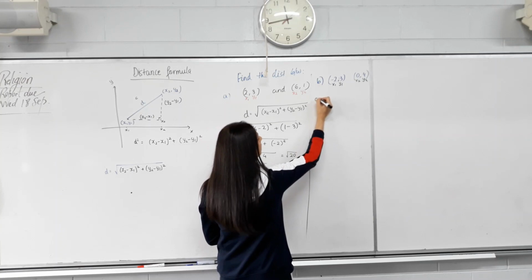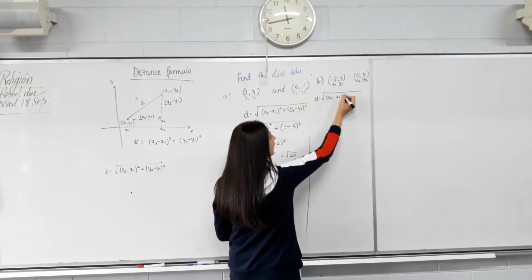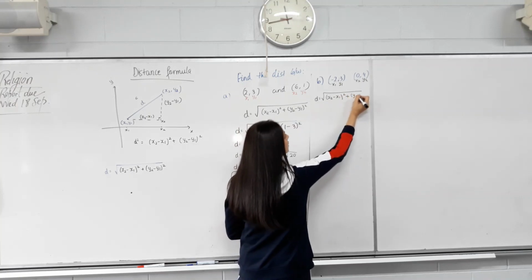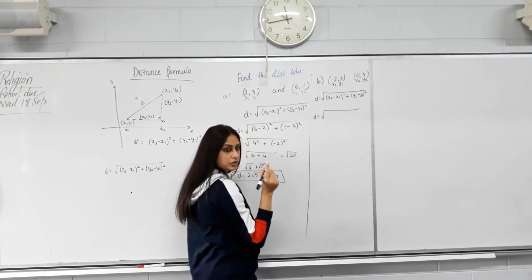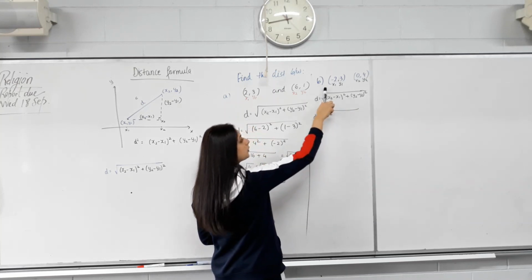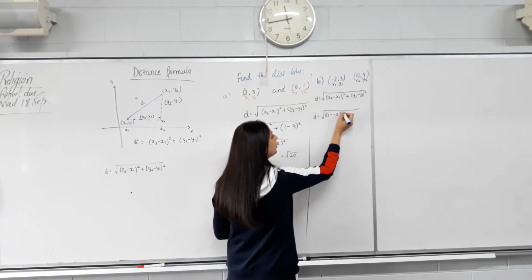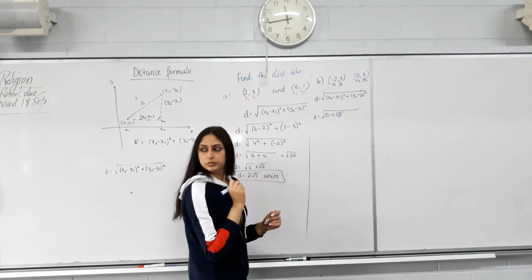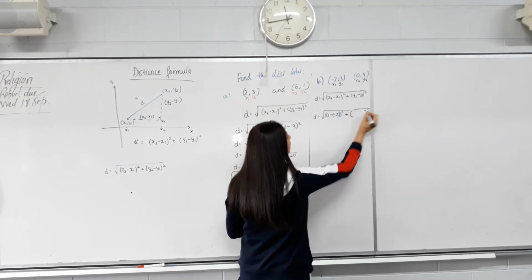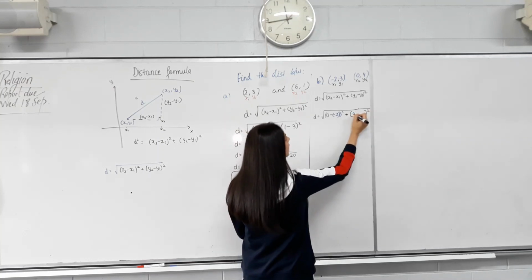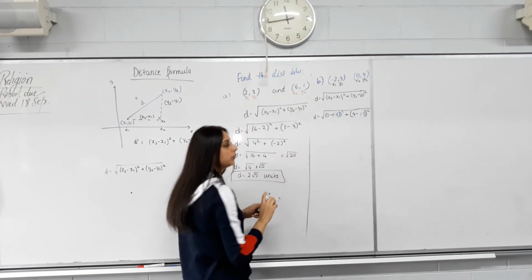Distance equals, what's the formula? Square root of x2 minus x1 squared plus y2 minus y1 squared. Now, what's x2? 0. Take away, what's x1? Negative 2. So we're taking away negative 2. Okay? Then, y2. What's y2? 4. Take away negative 3. So you have to be careful.